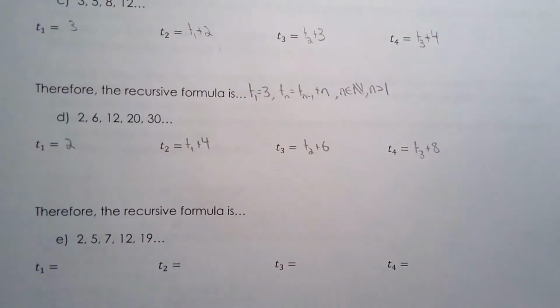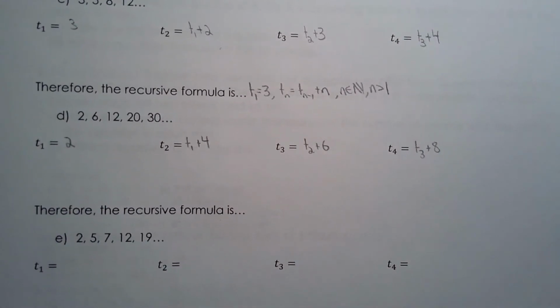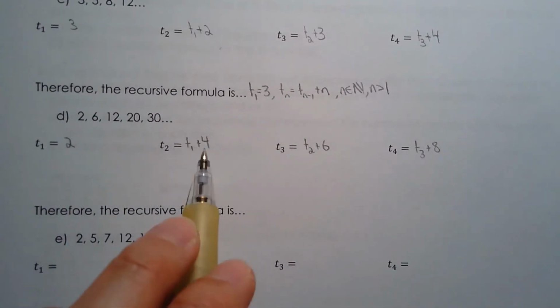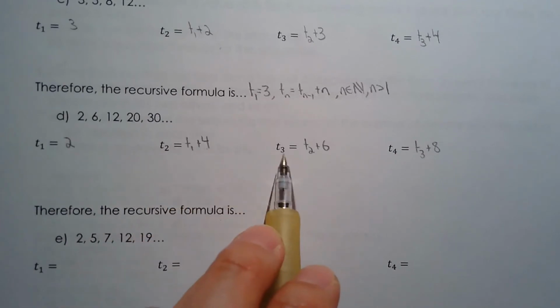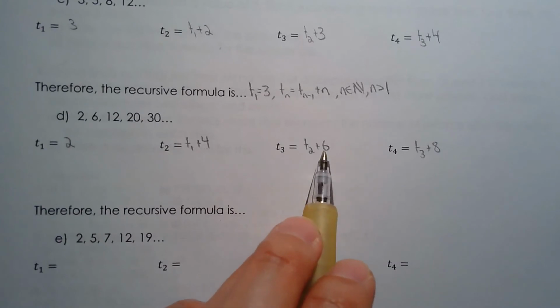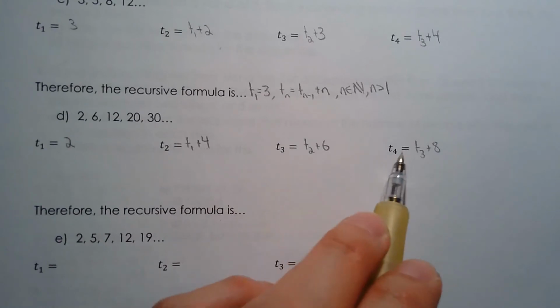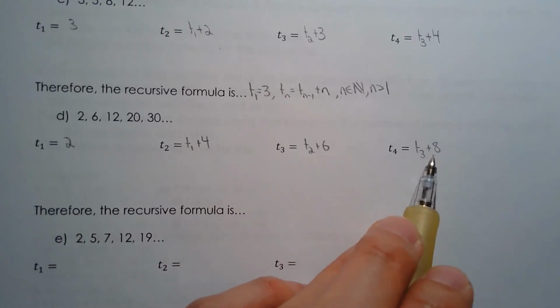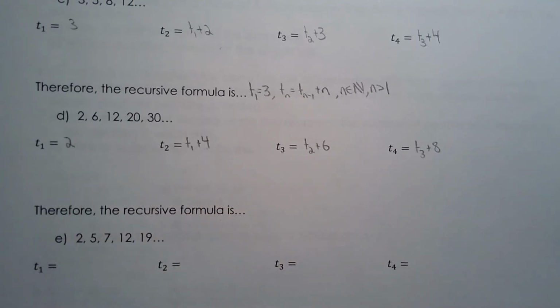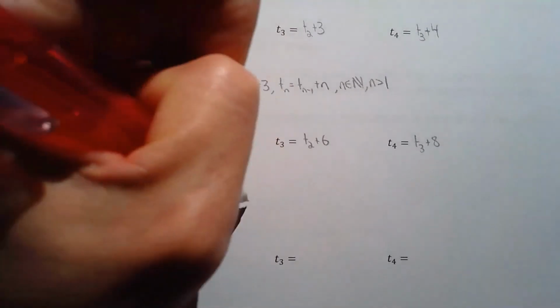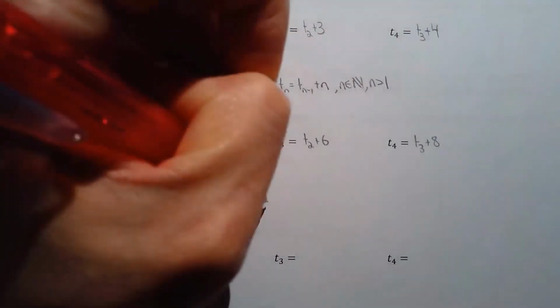All right, let's see. Oh, so now if you look at what you're adding, to find the second term here, we take the previous term, add by 4. To find the third term, you take the previous term, add by 6. And to find the fourth term, you take the previous term, add by 8. So what you're adding by is actually double the term number. Oh, what a nice coincidence. That works out beautifully. We can use that relationship to generate the recursive formula.